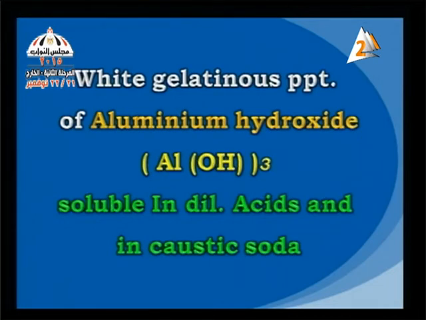It is soluble in dilute acid, and soluble in caustic soda. I don't understand this word. Tell me, what is caustic soda? It means NaOH. It's good to say that. So the gelatinous precipitate is soluble in the presence of acid and in caustic soda, sodium hydroxide.